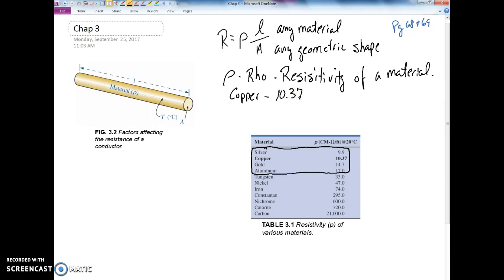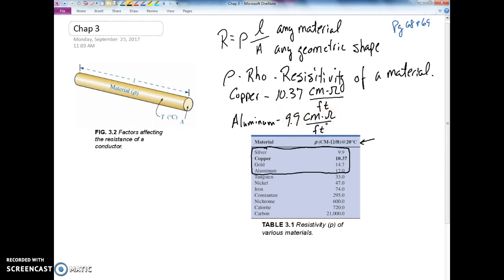The units for resistivity, for copper, the number is 10.37, and this is a constant. Notice at 20 degrees Celsius, it's 10.37. And notice the units. It's circular mils, CM, ohms per foot. Okay, and then of course aluminum, 9.9 circular mil ohms per foot.